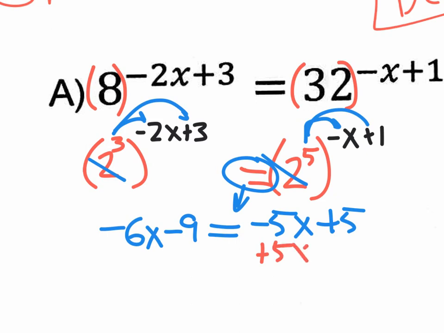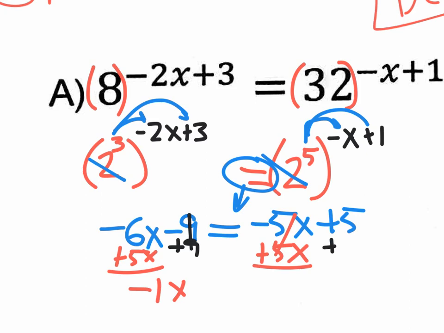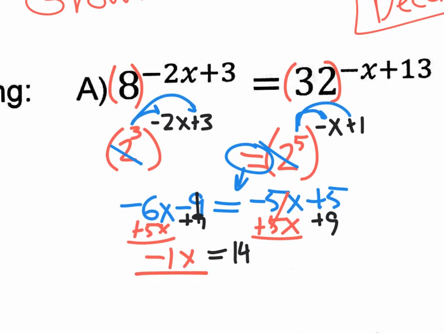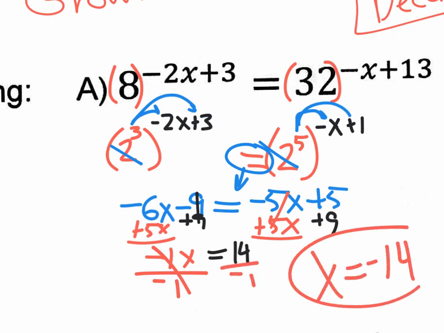I'm going to move the 5x over. I'm going to end up with negative 1x, and I might as well do 2 steps in one here. Add 9 to cancel it out, and add 9 over here. That way you'll have negative 1x equals 14, which means that your final answer, when you divide by negative 1, x equals negative 14. That's your final answer for that one.